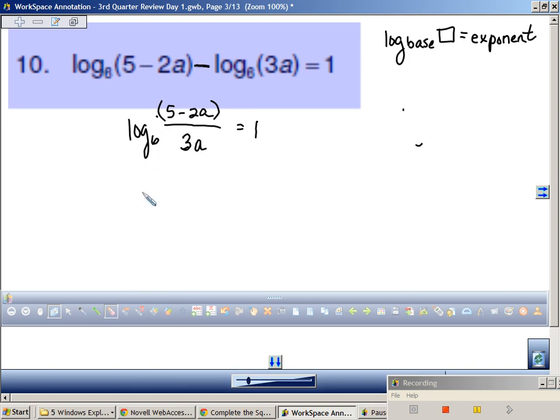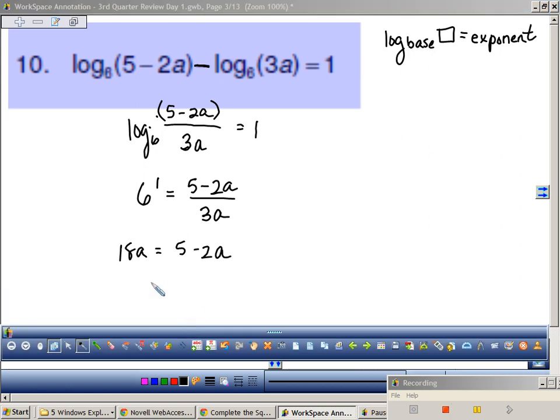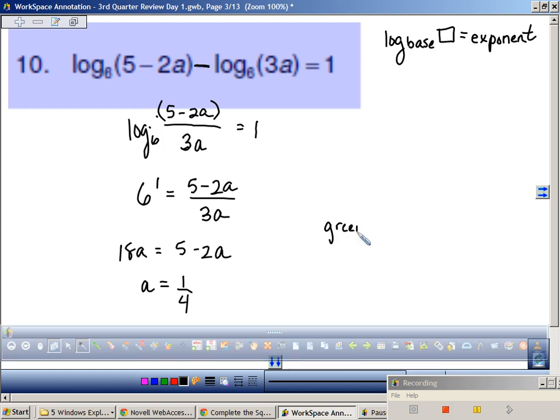So I'm going to take the base, which is 6, just like Jesus said, to the exponent, which is 1, equals 5 minus 2a over 3a. So we really have 18a equals 5 minus 2a, which is 20a equals 5. So a equals 1/4. And on the green, the answer is x equals 1.